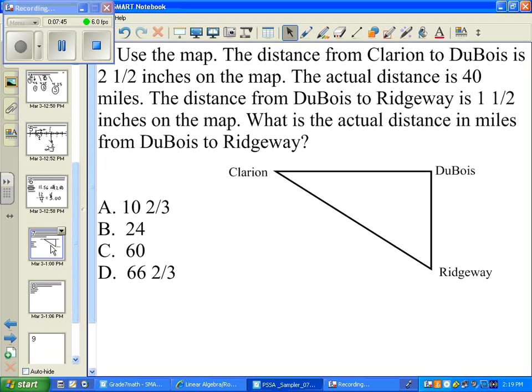Moving on, let's take a look. This is use a map. Using a map, the distance from Clarion to Du Bois is 2.5 inches on the map. The actual distance is 40 miles. The distance from Du Bois to Ridgeway is 1.5 inches on the map. What is the actual distance in miles from Du Bois to Ridgeway?